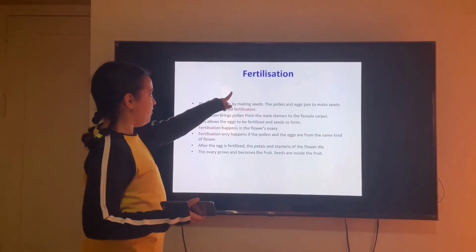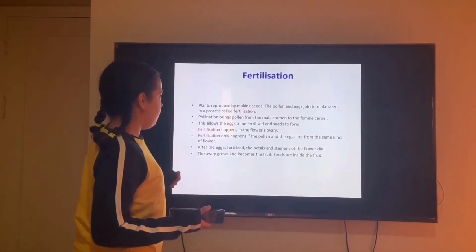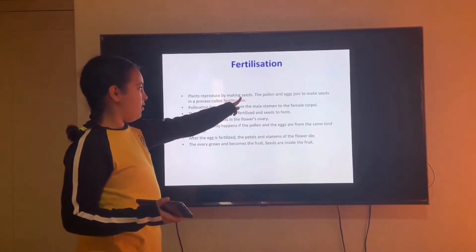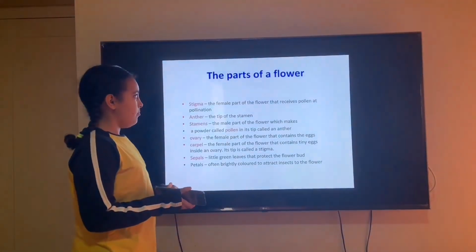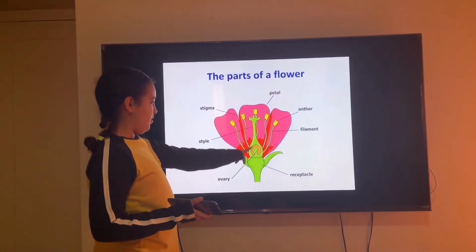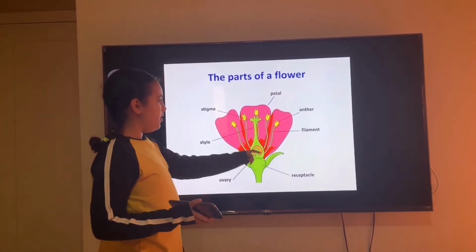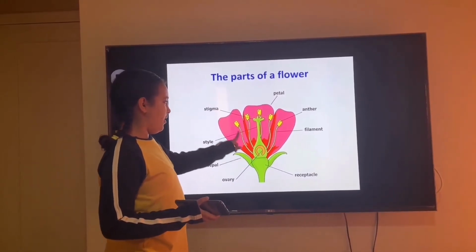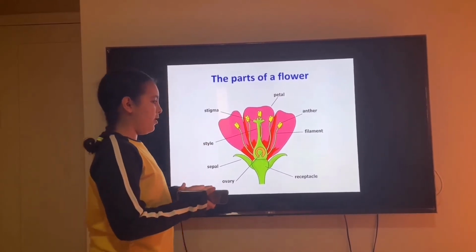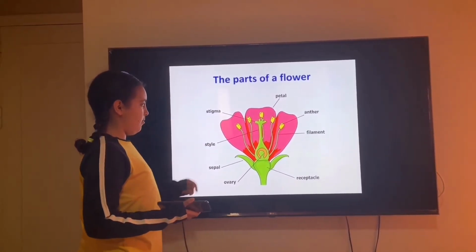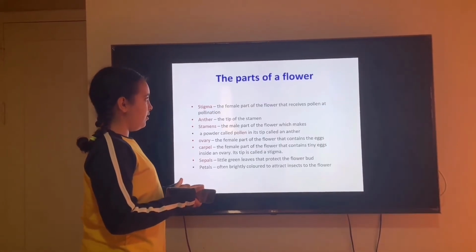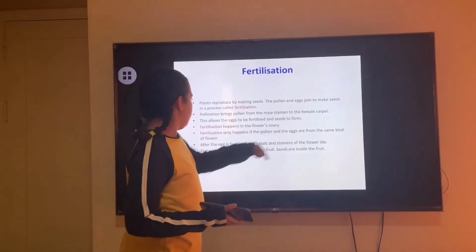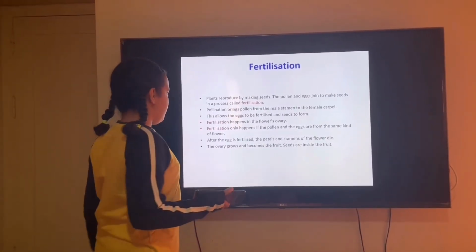So here is the fertilization. Here is what happens next after the pollination. Plants reproduce by making seeds. When this seed grows, this flower actually dies, and this seed plants a new fruit. Here, pollen and eggs join to make seed in the process called fertilization.